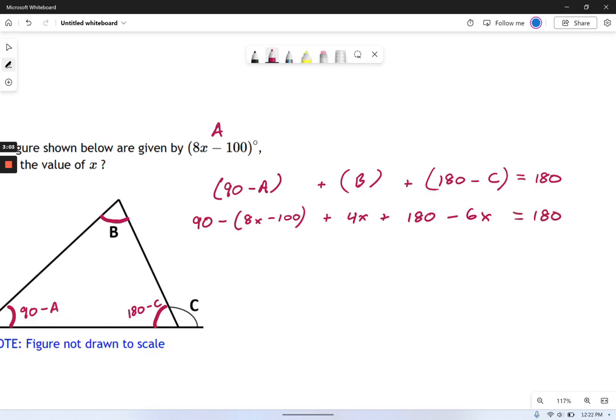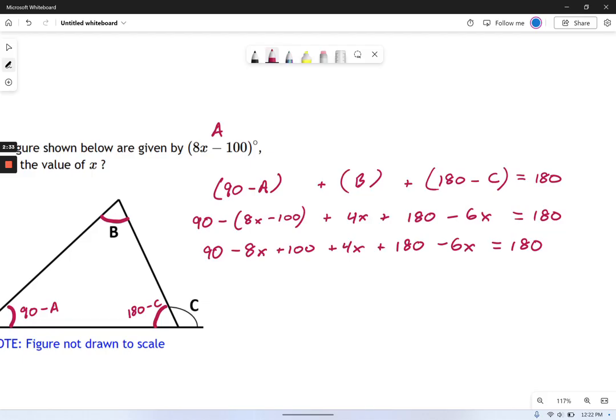Well, congratulations. We got ourselves to an equation that can be solved. If you count how many variables there are in this equation now, it's just x. There's a whole bunch of x's, but it's only one equation with one variable. We can solve this. So first I'm going to distribute some stuff. Minus that parentheses becomes 90 minus 8x plus 100. Then I've got my plus 4x right here. Then I've got my plus 180 degrees minus 6x equals 180.